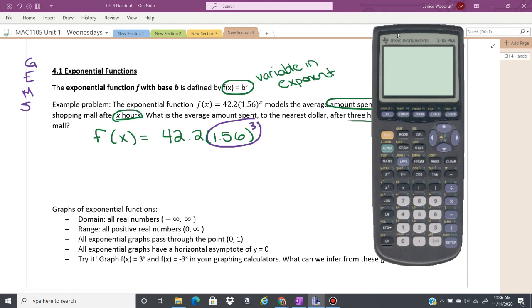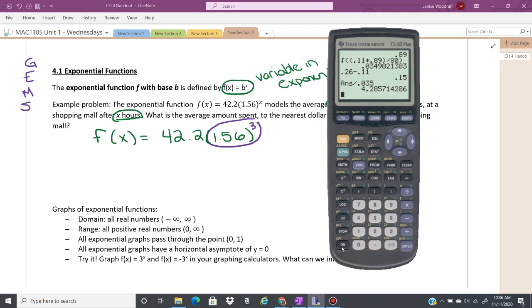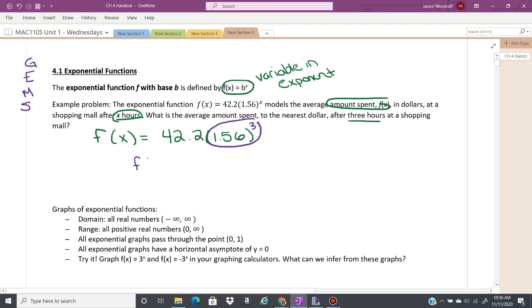So let me bring over the calculator here. So 1.56 to the third. That would give us 3.796, and then multiply that, so just hit times 42.2. And that's going to give you 160 and then 21 cents. So the average amount spent is $160.21 after 3 hours.